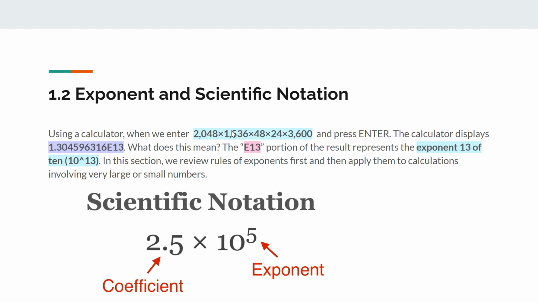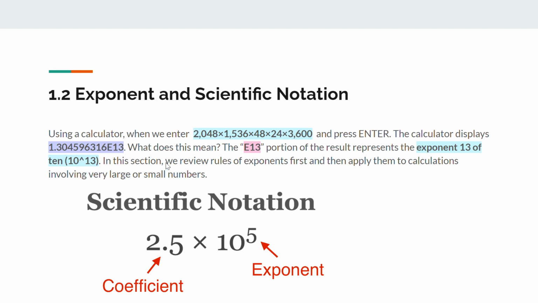2048 times 1536 times 48 times 22 times 3600 and press enter, the calculator displays something like 1.304596316 E13. What does this mean? The E13 portion of the result represents the exponent 13 of 10, which is 10 to the power of 13.